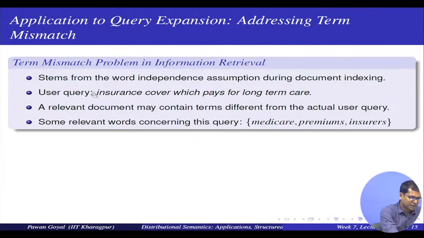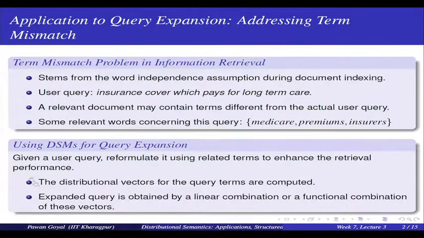So let's see an example. Suppose there is a user query, insurance cover which pays for long-term care, and it might happen that the relevant document that contains the answer to the user query may have words like Medicare, premiums, insurers, etc. that are not directly provided in the user query. Now one question is, how do I find out that these documents that contain some similar words are also relevant to this user query? So for this task, one can use distribution semantic models for query expansion.